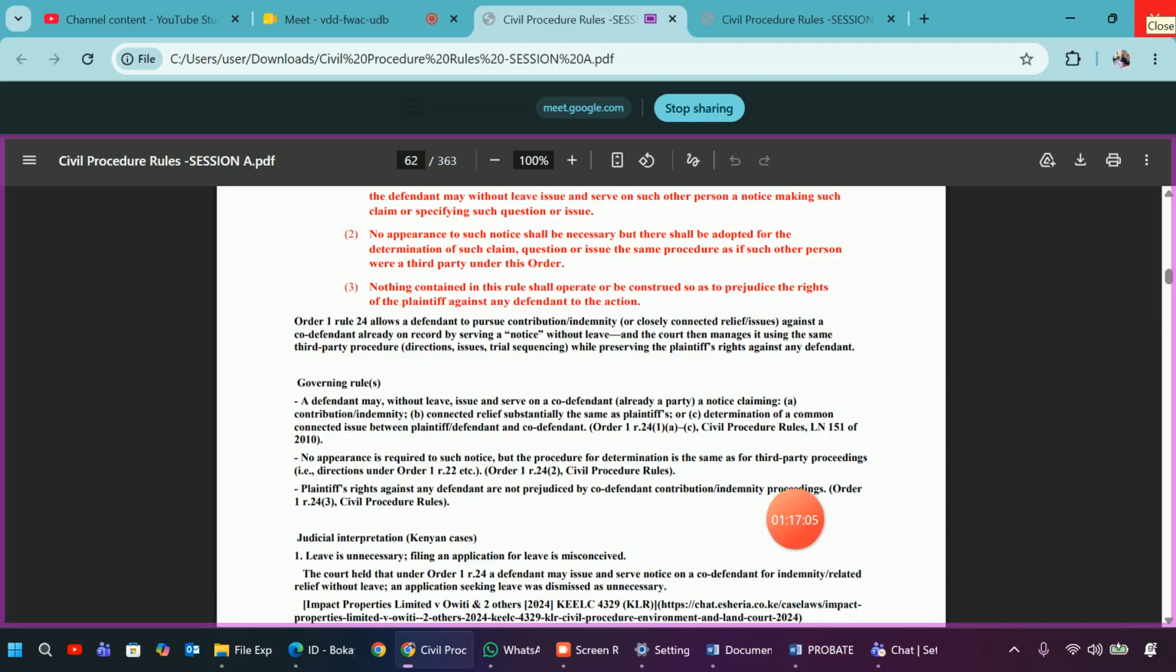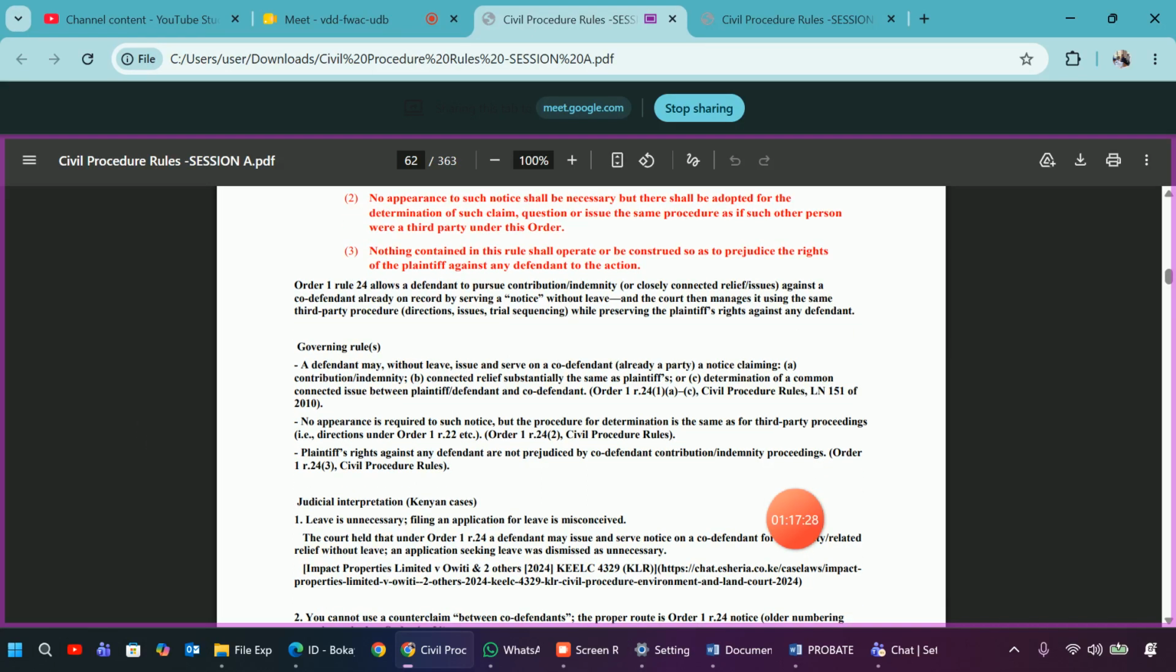the summary paragraph. Order 1, Rule 24 allows a defendant to pursue contribution or indemnity or closely connected relief or issues against a co-defendant already on record by serving a notice without leave, and the court then manages it using the third party procedure when it comes to directions, issues, and trial sequences, while preserving the plaintiff's rights against any defendant. So a defendant may, without leave, issue and serve on a co-defendant already a party a notice claiming contribution or connected relief substantially the same as the plaintiff's, or determination of a common issue. So in essence, this rule says that leave is unnecessary. Filing an application for leave is misconceived.